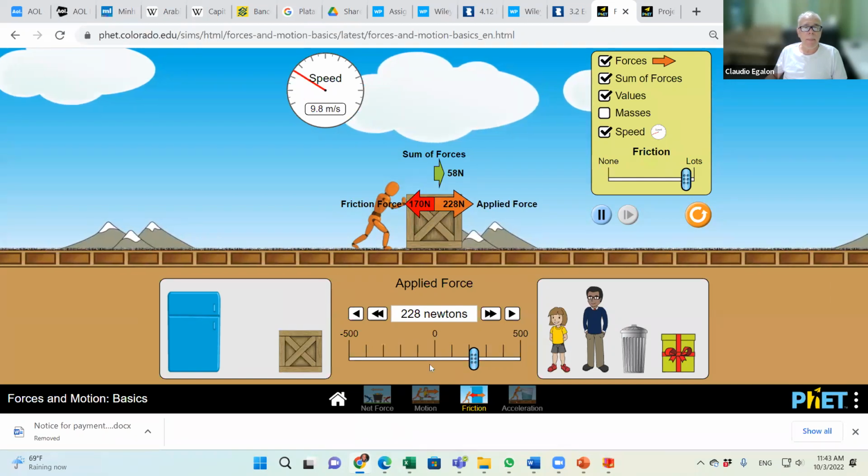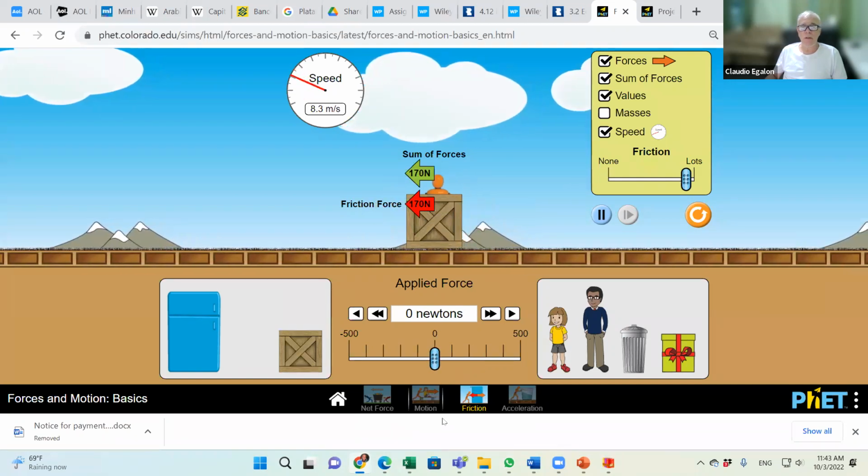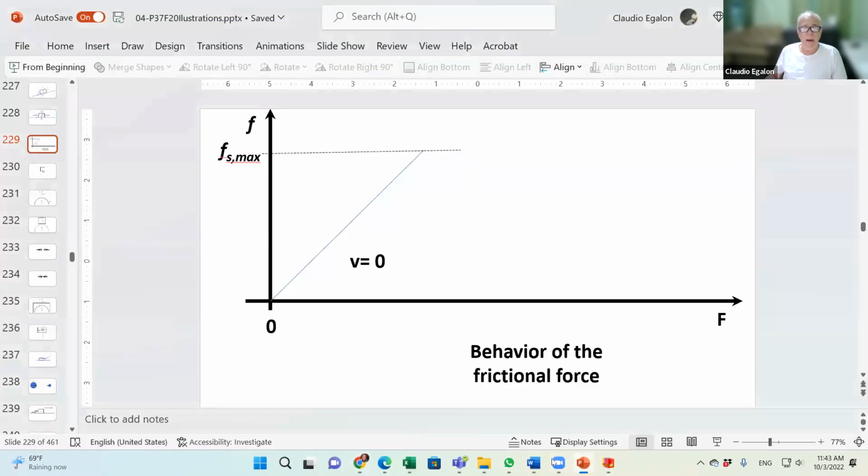Okay? The force of friction decreases in a big way. How do we illustrate that in the graph? We illustrate it like that. Here you go. Once we reach the maximum value of the force of static friction, there is this drop in the value of the force of friction. Okay, here you go.